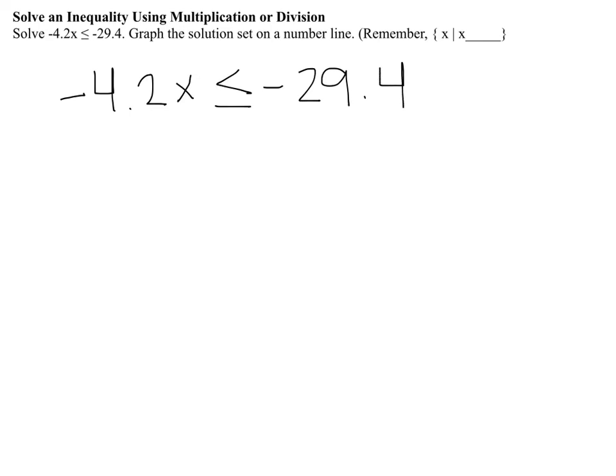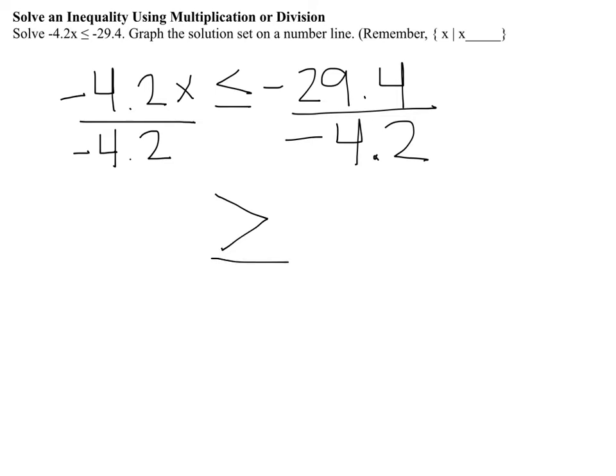29.4. And to get the x by itself, right now x is being multiplied with negative 4.2, so we want to do the opposite. The opposite of multiplication is division. So we're going to divide both sides by negative 4.2. Now remember, since I divided by a negative, I want to make sure that I'm flipping the way that my sign is going. So I'm going to change it to go this way.